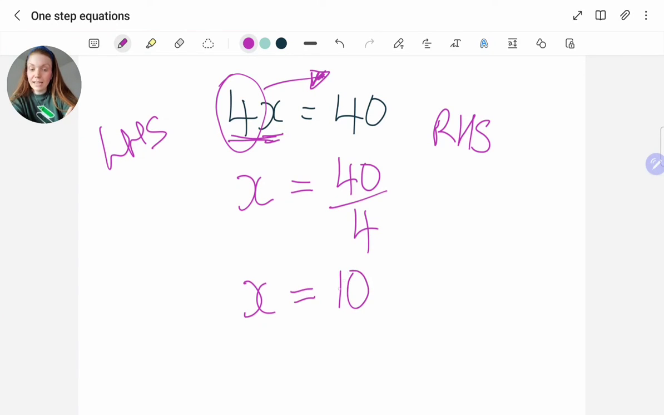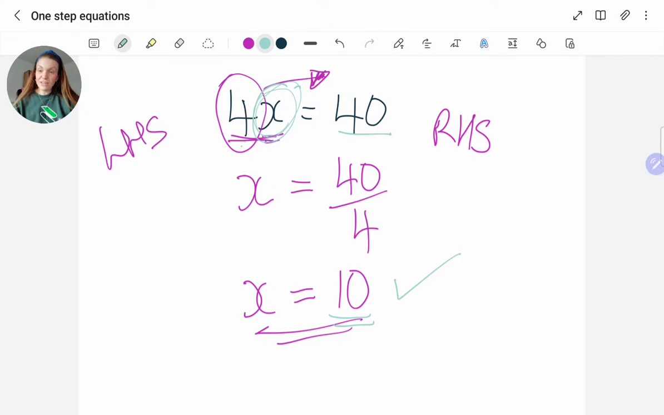So x equals 10. And then just do a reasonability check. If x here we're saying is 10, when in algebra things are beside each other, it means multiply. So 4 times 10 is 40. So you know you've done it correct.